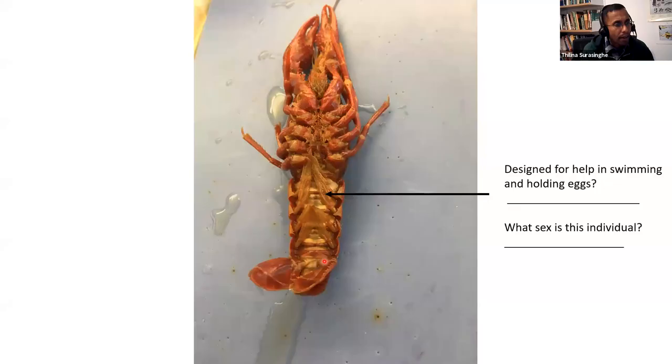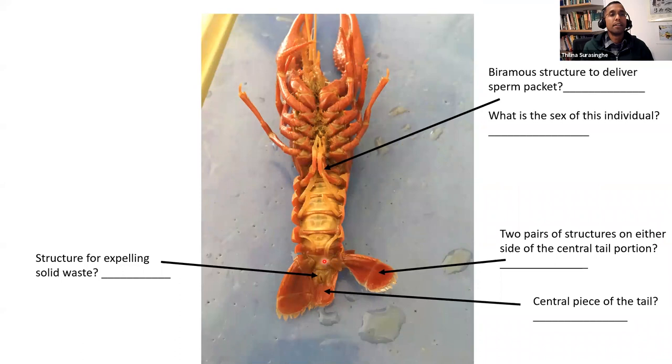Like that. Let me see. So here, this is a male, right? Look at these very strong, rigid structures, swimming legs that are modified to deliver sperm, right? So this is a male, and you don't have that over here. And this is a female, right?